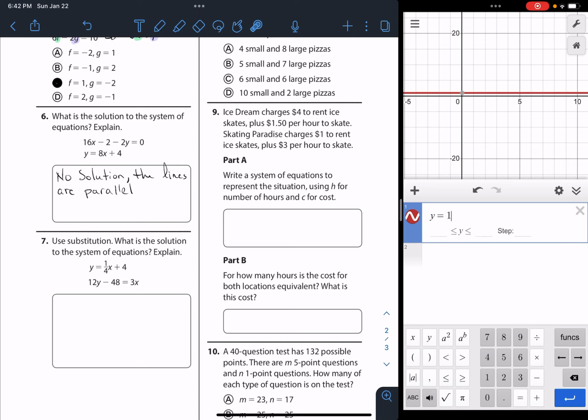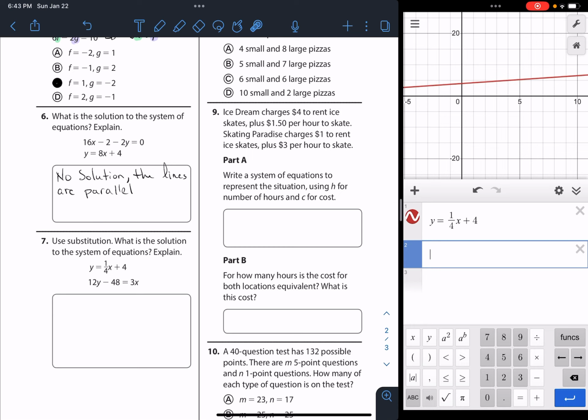Maybe if I type in 1 divided by 4. Okay, it still did it that way. Okay, we're good. So 1/4 x plus the 4. So that's the first equation that they gave us on number 7. And then I can type in the second one: 12y minus 48 equals 3x. And there's my two equations. So I graphed them. Let's go look at them.